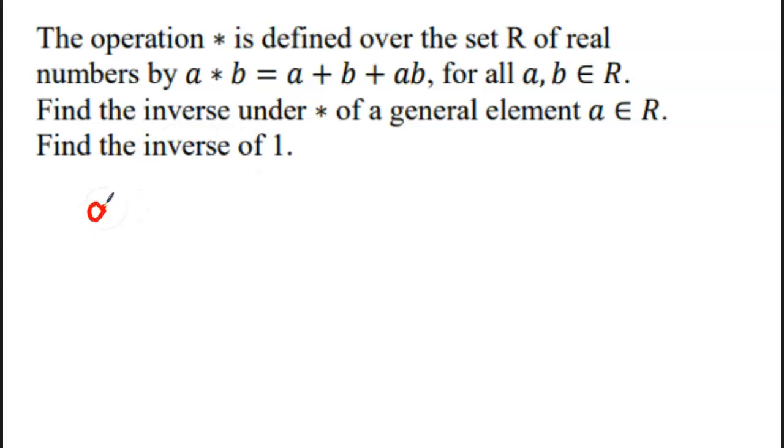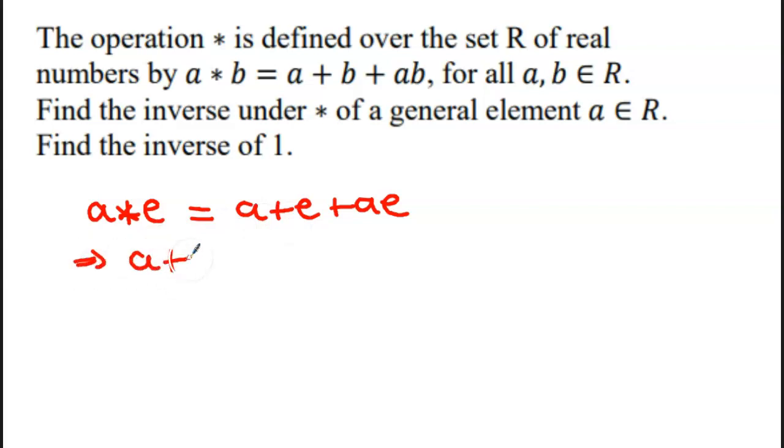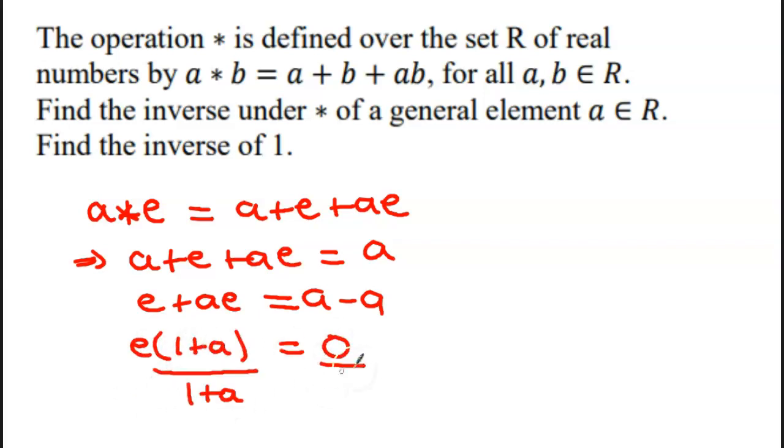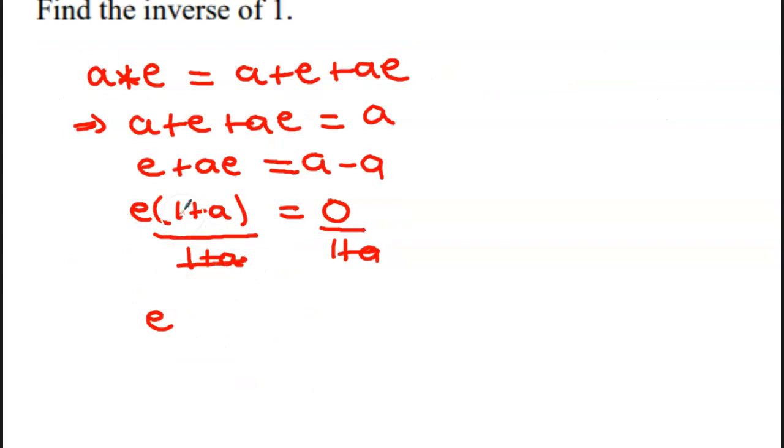So A star E is A plus E plus AE, and by definition this is equal to A. So E plus AE is equal to A minus A. So we factorize E out, which is E times 1 plus A, and this is giving us 0. We divide both sides by 1 plus A. So our E is equal to 0.